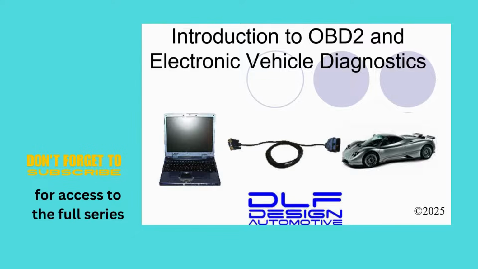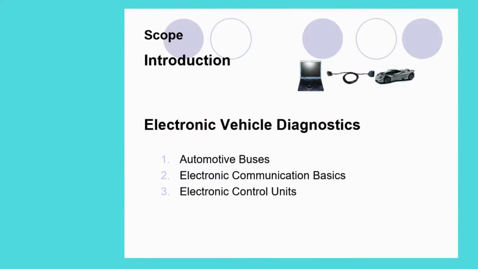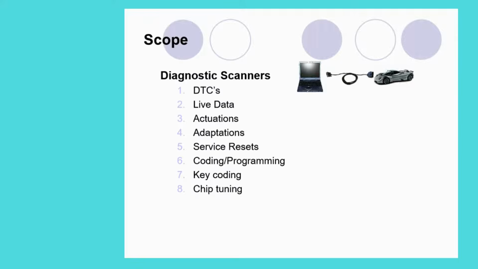Introduction to OBD2 and Electronic Vehicle Diagnostics. We will cover the following scope points during this course. Electronic Vehicle Diagnostics. Under this, we'll cover automotive buses, electronic communication basics, and electronic control units. Under diagnostic scanners, we will cover DTCs, live data, actuations, adaptations, service resets, coding and programming, key coding, and chip tuning.